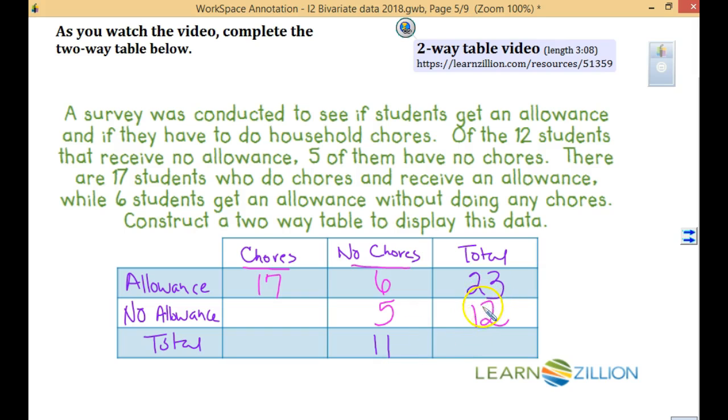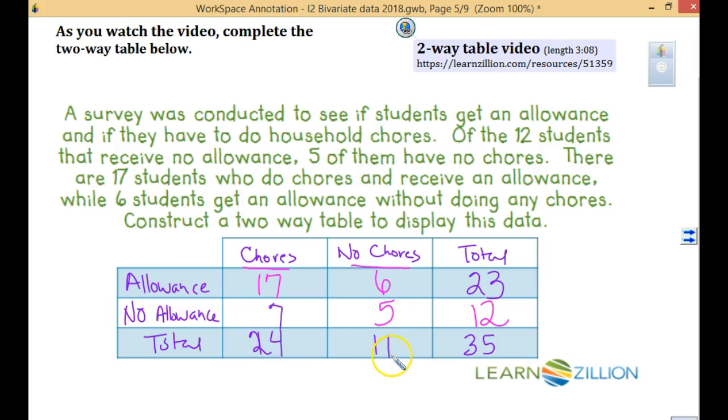So what's going to happen is you'll always be given 4 pieces of information and you'll find the others. 23 plus 12 is going to give us 35. And once we know 35, we're going to take 35 minus 11 to give us 24. So we now have 24. We could have taken 12 minus 5 to get this number, which would give us 7. Or we could take 24 minus 17.